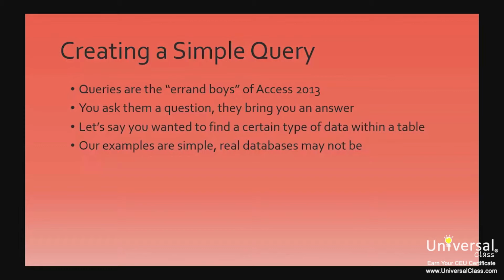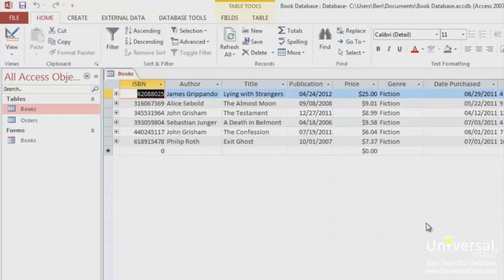So, let's say that you wanted to find a certain type of data within a table. The tables we created as examples are simple tables that aren't overloaded with fields and rows, but in a real database, this wouldn't be the case. Here's the table we're going to use. As you can see, for our database, we've decided to create tables for books. Our database will store a book collection.